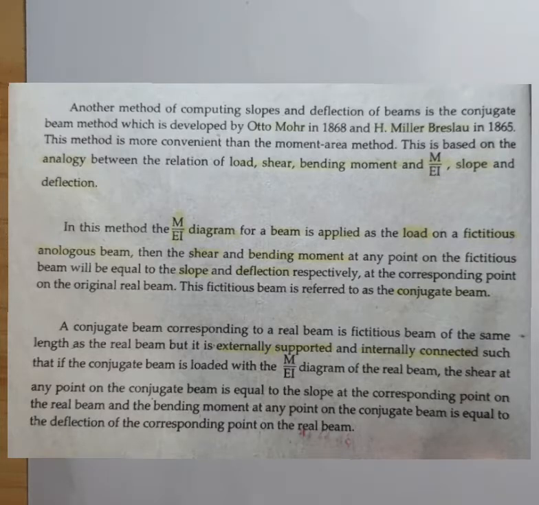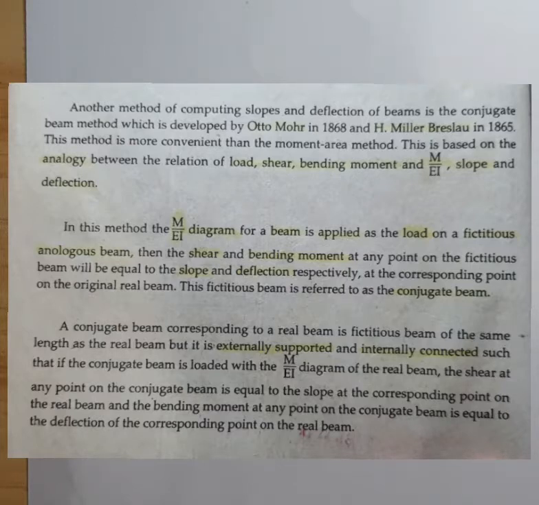In this method, the M over EI diagram for the beam is applied as the load on a fictitious analogous beam. Then the shear and bending moment at any point on the fictitious beam will be equal to the slope and deflection respectively at the corresponding point on the original real beam. This fictitious beam is referred to as the conjugate beam.